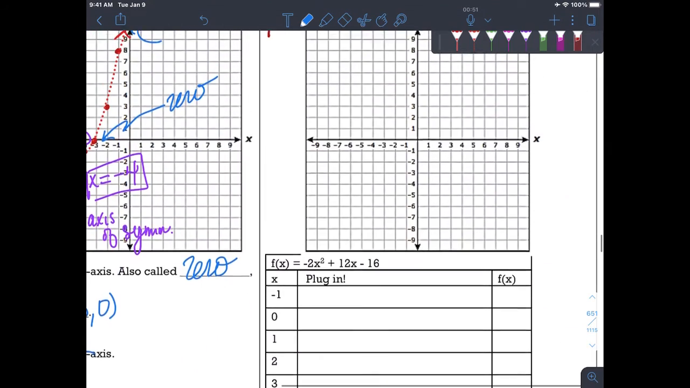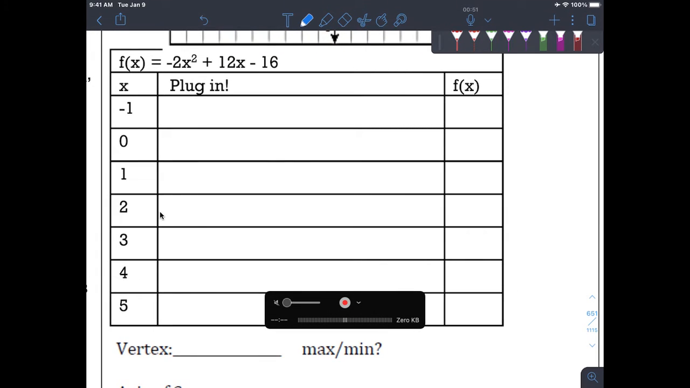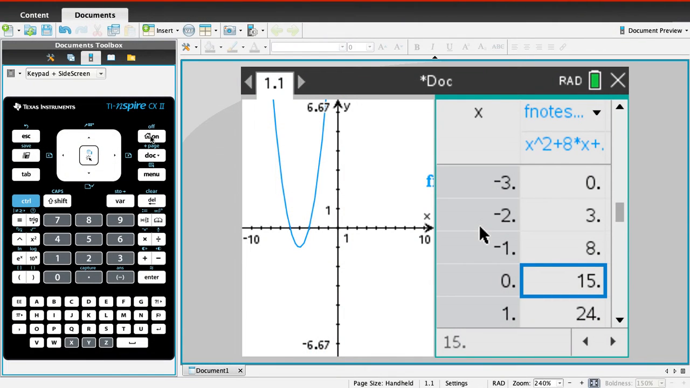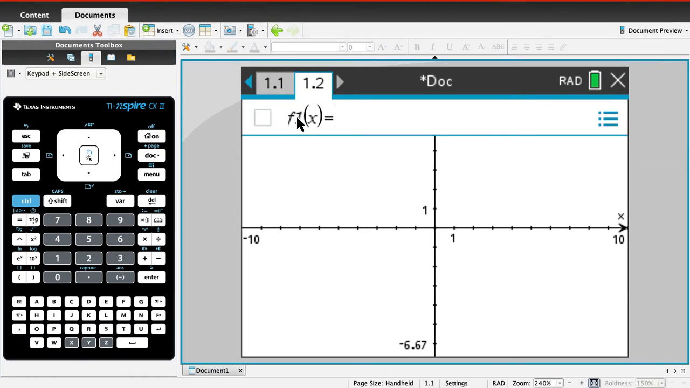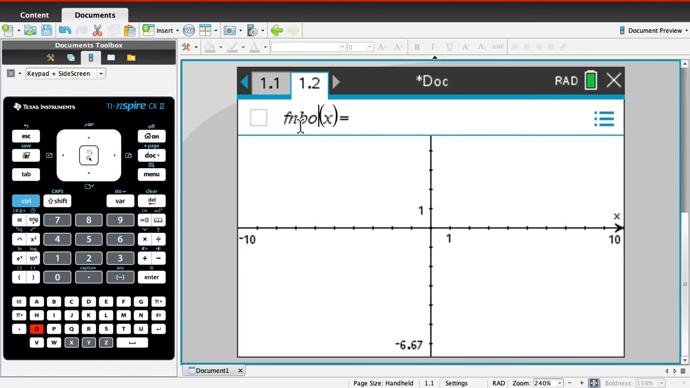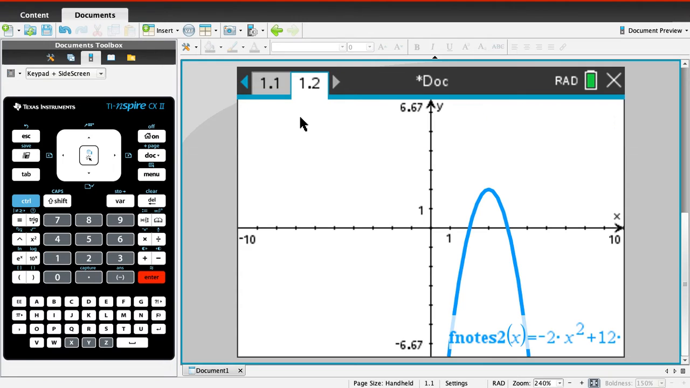All right. Same thing with this guy. Let's go ahead and plug this into my calculator. So I'm going to go back over here. I'm going to add a new graph. I'm going to call this problem number 2 from my notes. Let's type in our values: -2x to the power of 2 plus 12x minus 16. All right. So notice how this guy opens downwards.